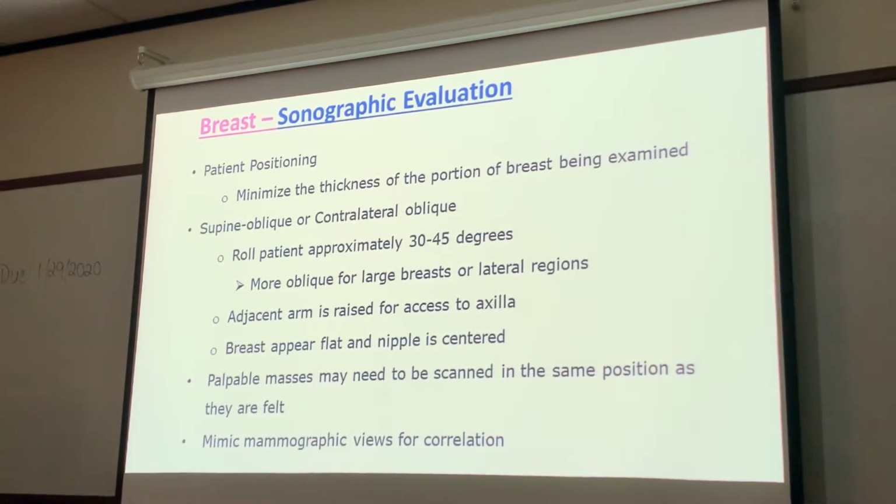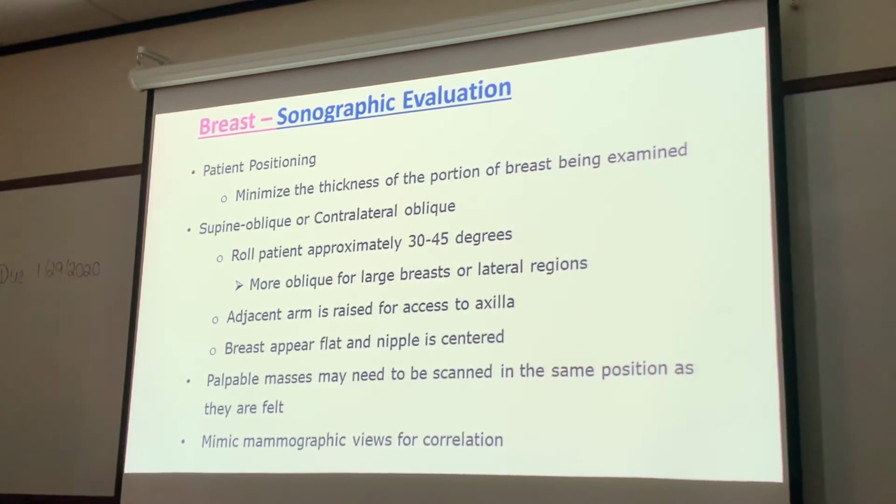Again, in a supine oblique or contralateral oblique, depending on which breast you're doing. Roll the patient about 30 to 45 degrees. A lot of times people can't stay in those positions for very long, so if you have one of those sponges that you can put under the patient to help them stay in that position, use it. People can't always just roll over and stay in that position and be still. Okay, so definitely do that.